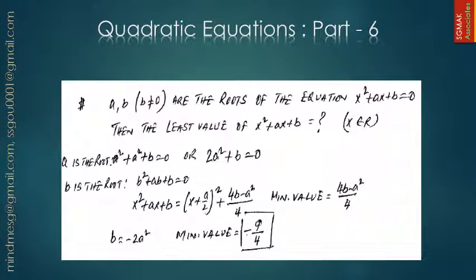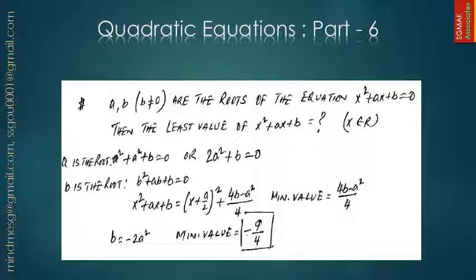So the second problem: a and b, b not equal to 0, are the roots of the equation x squared plus ax plus b equals 0. Then what is the least value of the expression x squared plus ax plus b? Since a and b are the roots of the equation, each one of them satisfies the equation. So you have 2a squared plus b equals 0, and with b we get b squared plus b plus ab equals 0.